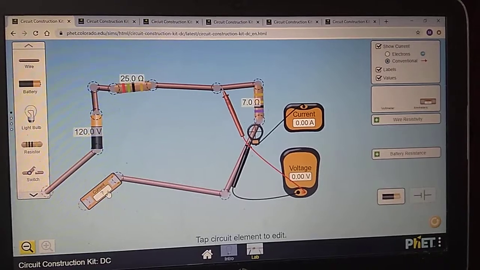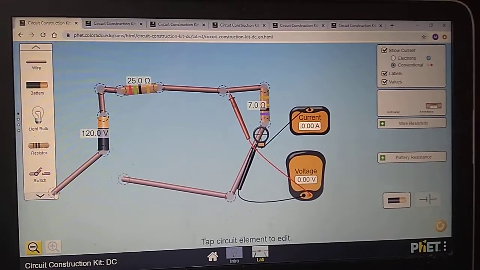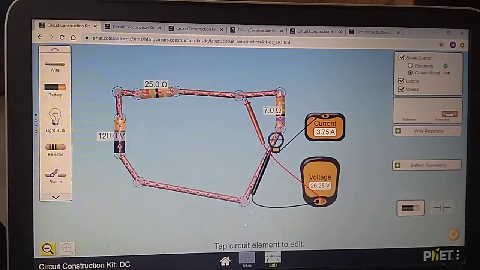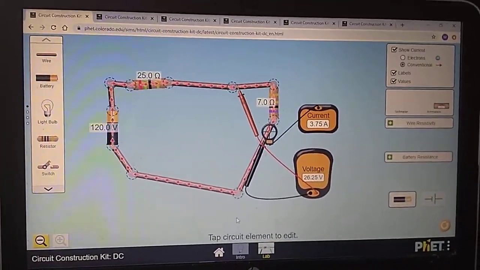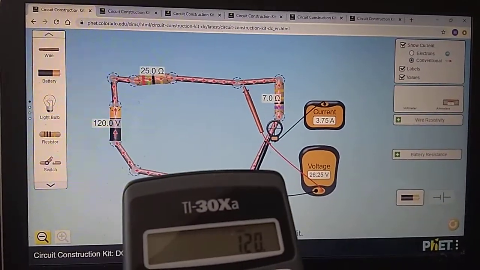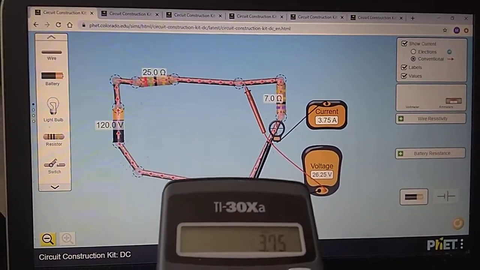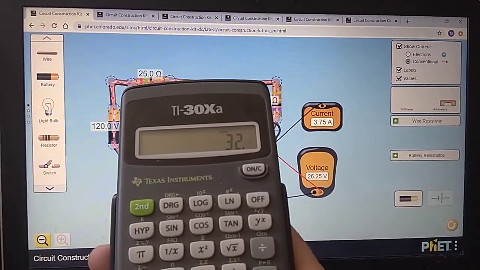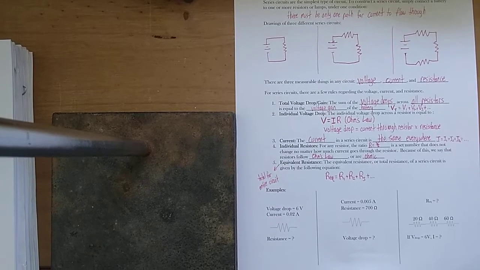Let me delete this. We don't need this anymore. And I just have an equivalent resistance of what? 32. Notice that the current has changed. If I were to now do 120 divided by 3.75, this should be about 32. It's exactly 32. Okay? So there's a little bit about equivalent resistance.